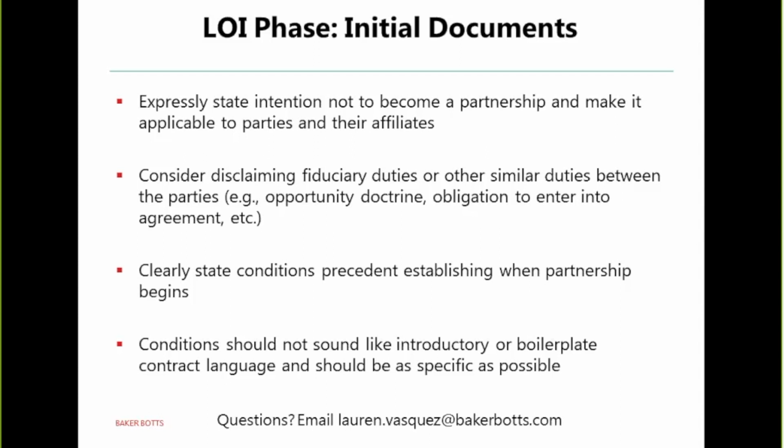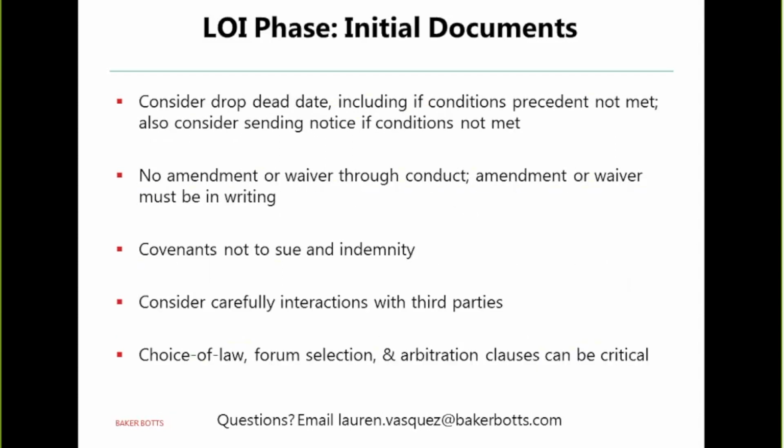And by good drafting at the LOI and MOU phase, you can make this a lot more clear in the full context of the MOU or LOI. So I think that it's more than just the conditions precedent, and they're not a get-out-of-jail-free card. You need to make the whole relationship and the stages of work you're planning to do together clear if you don't want there to be a partnership, to give yourself the best chance later to argue not only the law but the facts. So these conditions shouldn't sound like introductory or boilerplate contract language. Make them as specific and tailored to your deal.